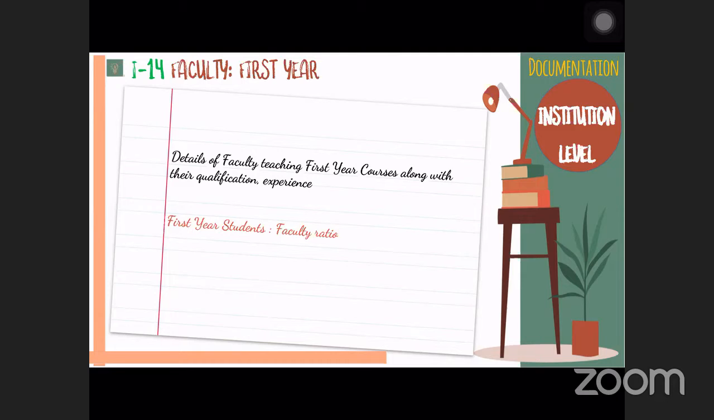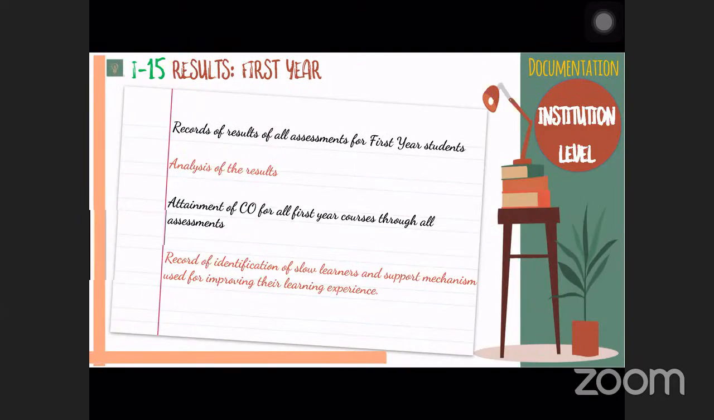And the last institutional level file which has to be maintained is the results of first year. So records of results of all assessments of first year students have to be available in this particular file, because the department level files do not hold the records for the first year. So it has to be held centrally. So analysis of all these results, attainments of the course outcomes for all the first year courses through different types of assessments, and the record of identification of slow learners and the support mechanism that is used for improving the learning experience of such slow learners has to be kept in this particular file.